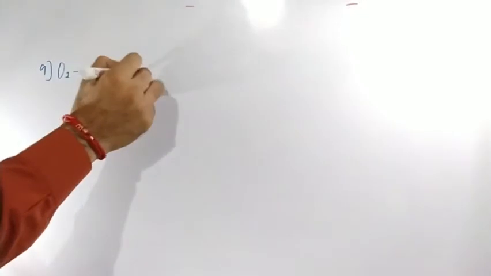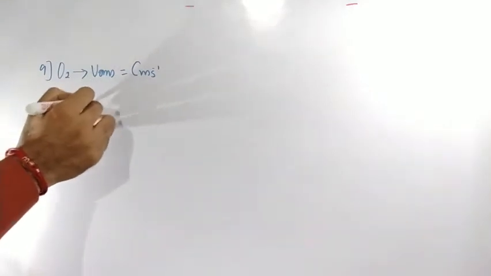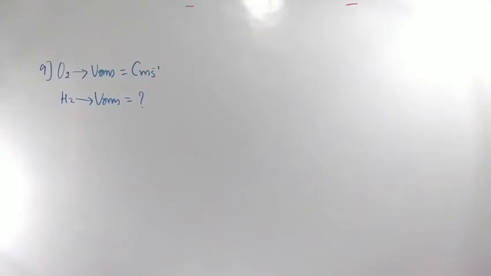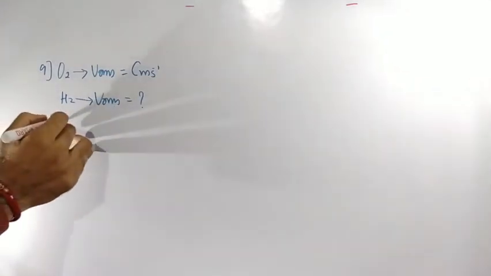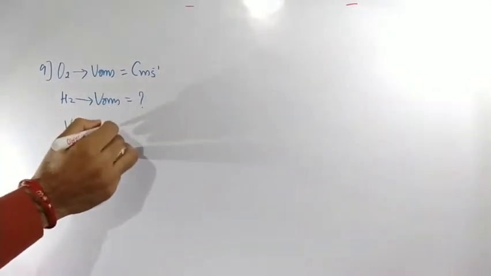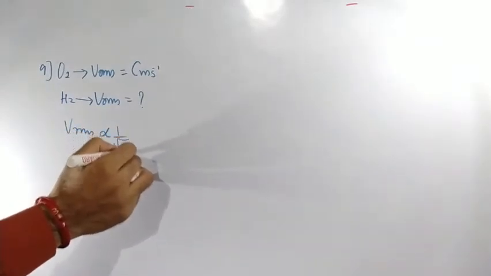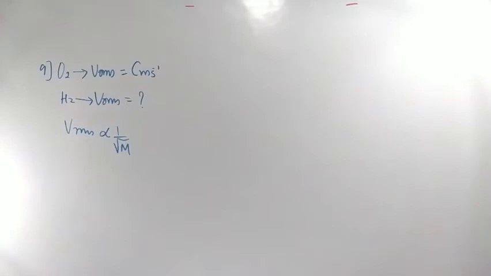For our oxygen molecule, VRMS we are having c meter per second. Okay. Next, the root mean squared velocity of the hydrogen will be. So for the H2 molecule, the VRMS value they are asking. I hope you remember that the VRMS value is inversely proportional to root of m, where m is nothing but the molar mass.